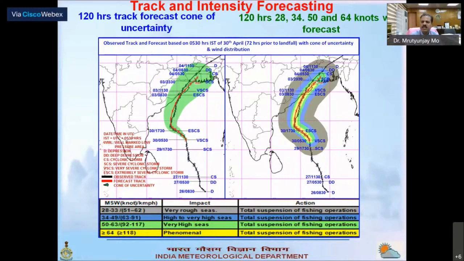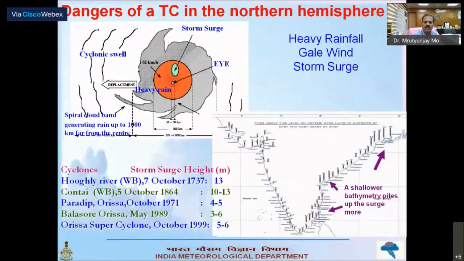And also disaster managers at the coast, so that they can decide where to evacuate the people, where to keep the shelters, what action is to be taken to minimize the loss of lives and property. Okay, so these are some of the information about the heavy rainfall, wind and storm surge forecast and warnings that we provide for different coasts.